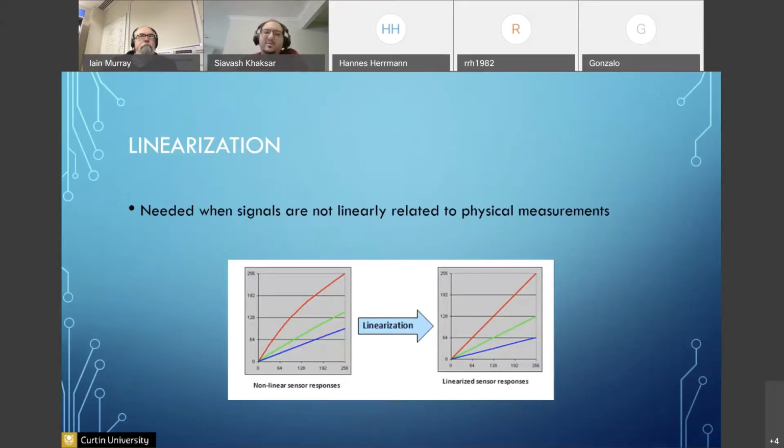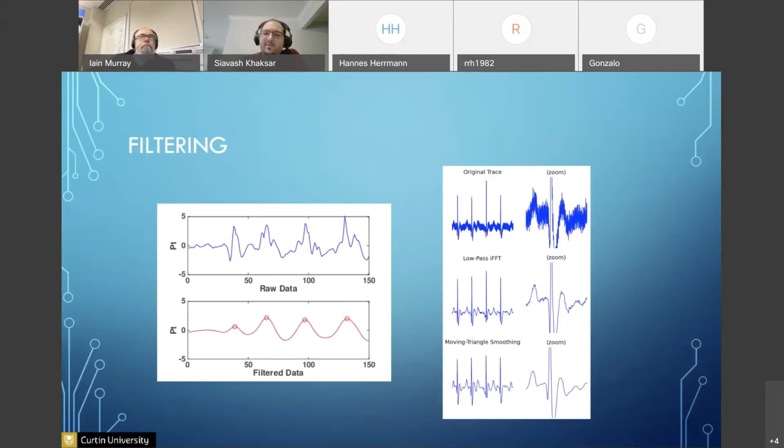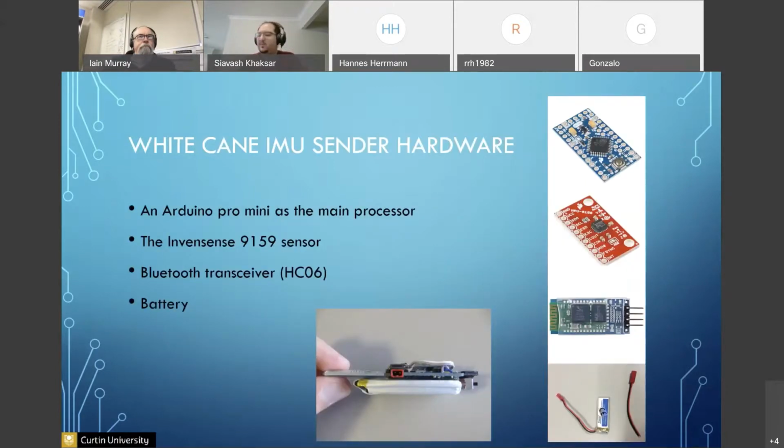So this is linearization. Amplification usually gives the signal a gain so we can see it a bit more clearly, and of course the important one, filtering, which is usually used if we have any drifting issues, using low pass filters, high pass filters, complementary filters, and those sorts of things.